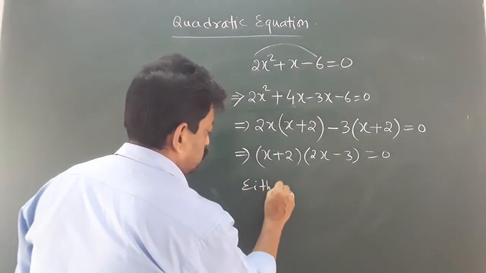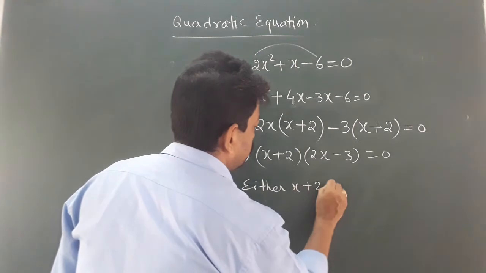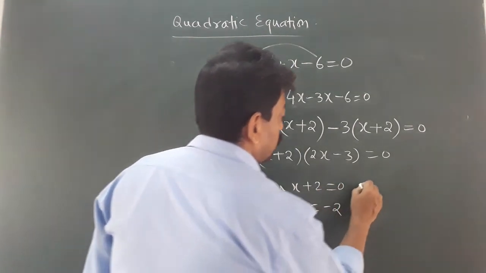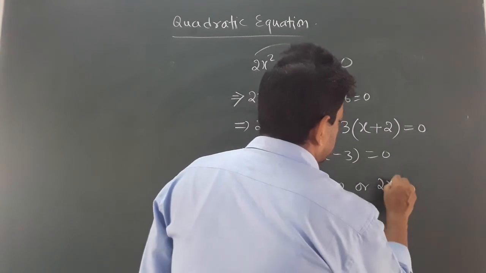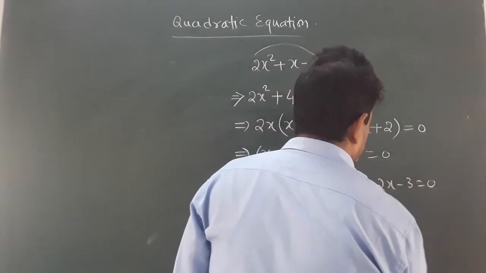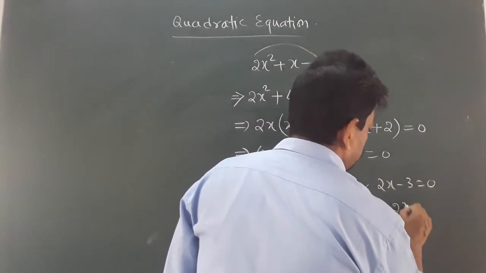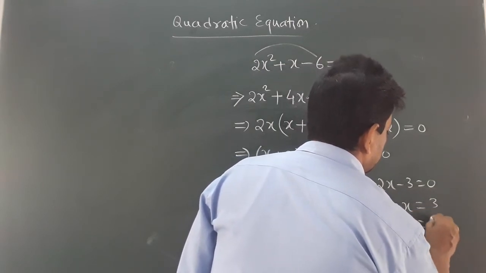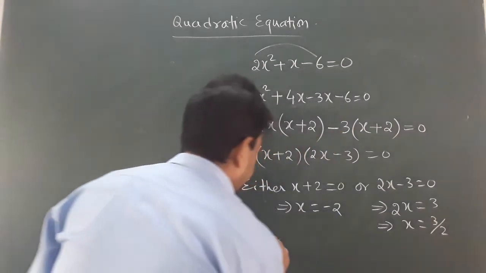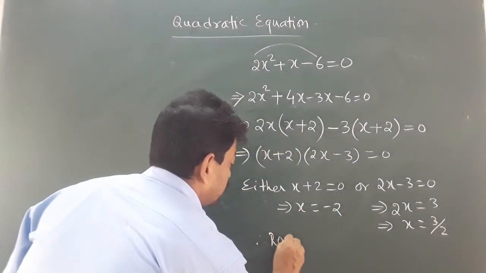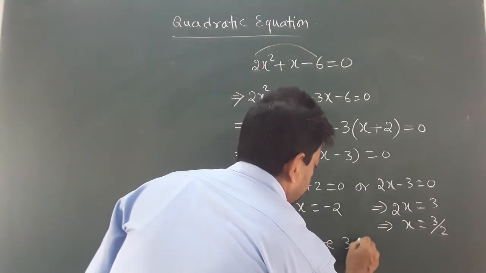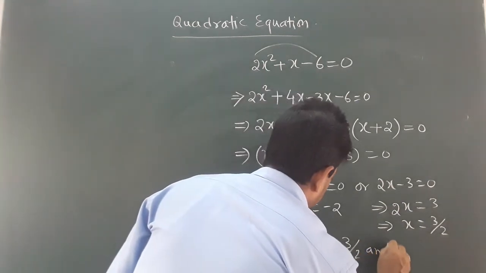Either x plus 2 equals 0, which implies x equals minus 2, or 2x minus 3 equals 0, which implies 2x equals 3 or x equals 3 upon 2. Therefore, the roots are 3 upon 2 and minus 2.